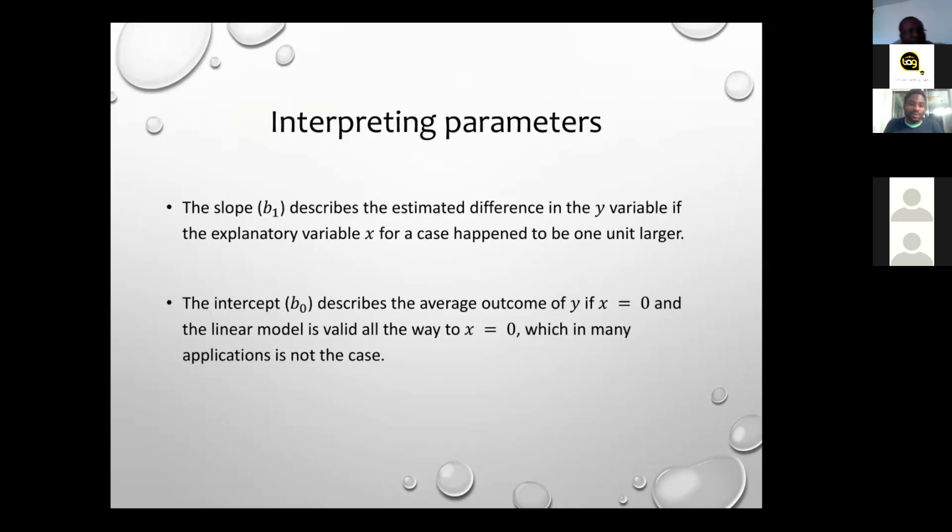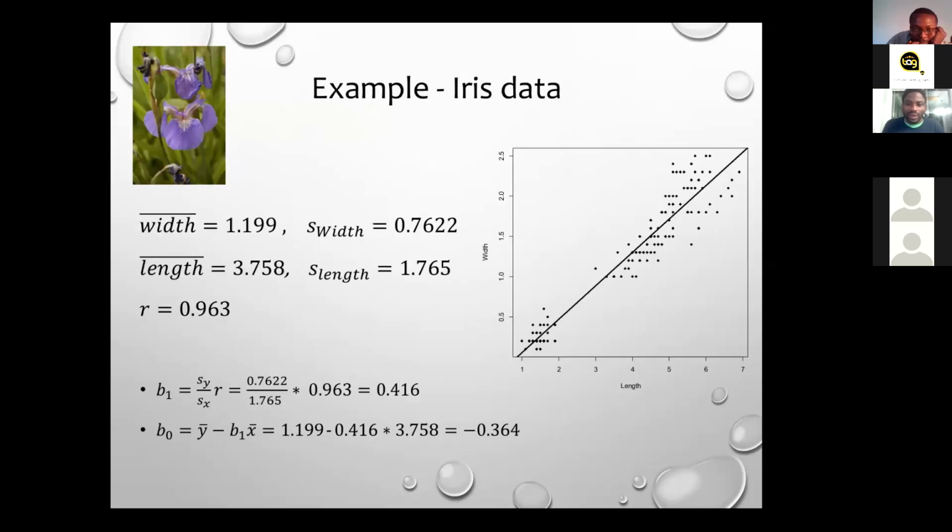So now we go to interpreting parameters. The first question that we may ask is about the slope. The slope describes the estimated difference in y for a difference in x. And the question is, how good is this 0.41? Some people will say that it is good. The explanation here is, if x, the length, changes by 1 unit, the width will change by 0.41 units. And this may make sense or may not make sense, but that's the interpretation we have here.